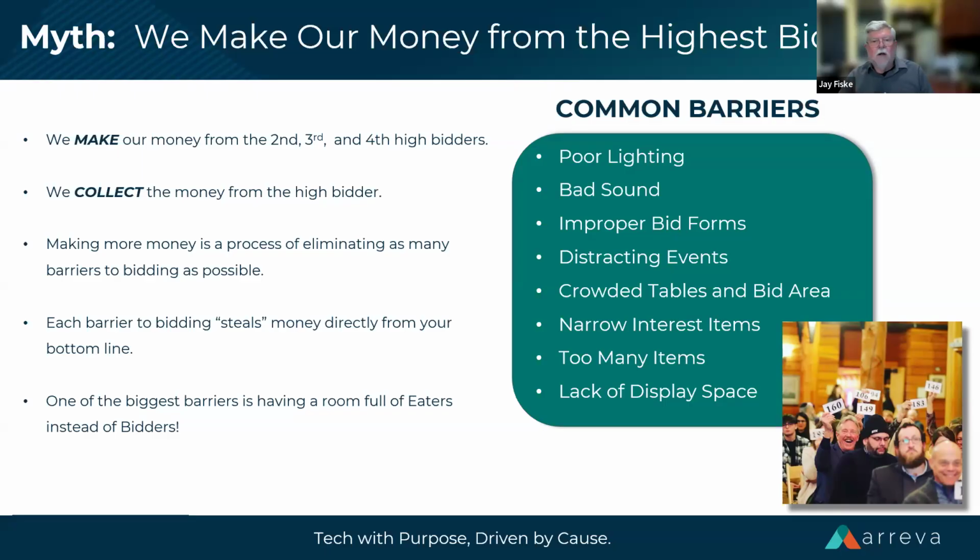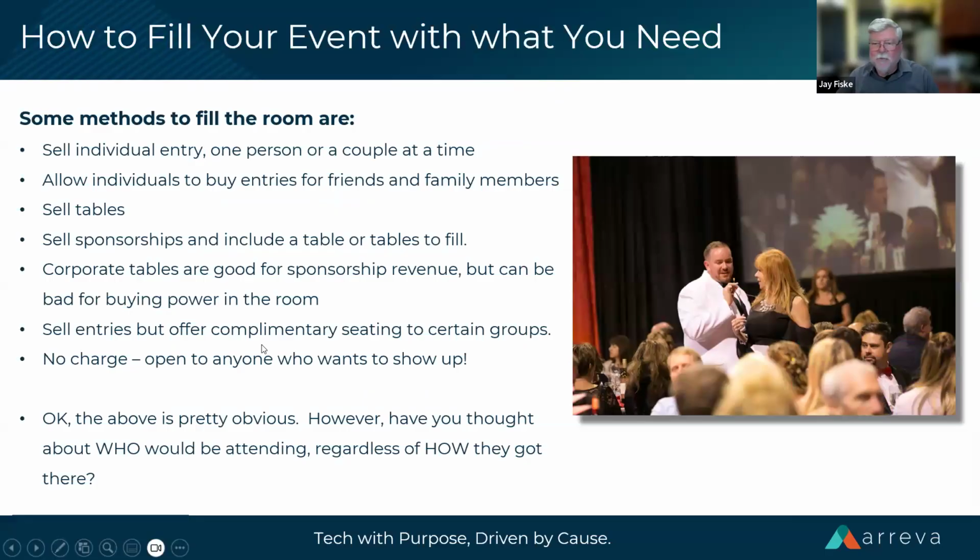Work on improving all of these, and you'll make more money just because of the process of improving all of those. And of course, the biggest barrier is a room full of eaters, not a room full of bidders. That's sort of a common theme today. So here's some ways you can fill a room. You can fill a room by selling an individual entry, one person or a couple at a time.